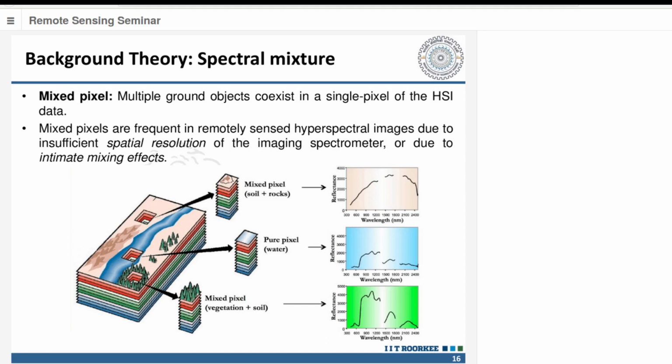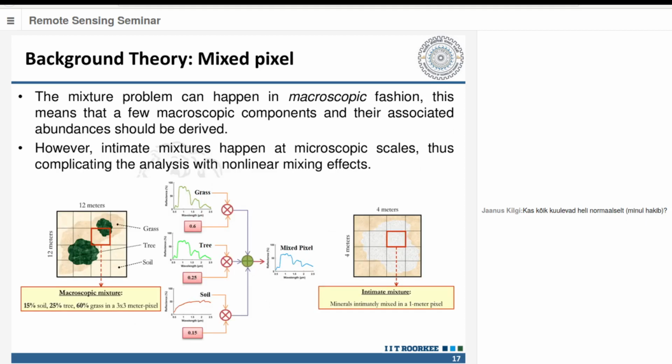In the background theory, multiple ground objects coexist in a single pixel of the hyperspectral data, which is called a mixed pixel. These are frequent in remotely sensed hyperspectral images due to the insufficient spatial resolution of the imaging spectrometer or due to the intimate mixing effect.